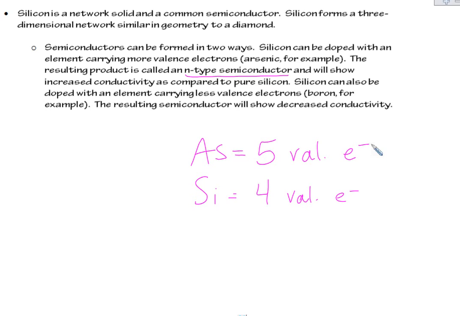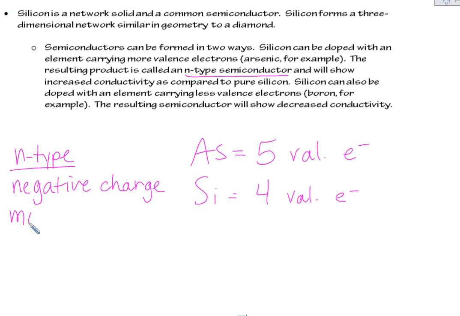Pretty wild, huh? Now, people always get these mixed up, this N-type semiconductor. Think of it this way. N-type makes me think negative. Negative charge. You've mixed the silicon with something that has more valence electrons. There's more valence electrons.